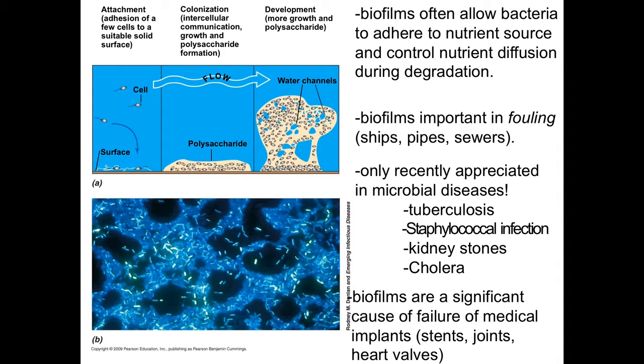And for years, people thought that biofilms had virtually nothing to do with human health. But now, as people have developed better and better tools to study microbial biofilms, we realize that a lot of human diseases, including tuberculosis, staph infections, and kidney stones, actually begin or have a portion of their pathogenesis that has to do with biofilms. And cholera, the organism that causes epidemic cholera, actually exists as a biofilm within the human body during infection. So there are significant causes, as I mentioned, of failure of medical implants, stents, joints, and heart valves.